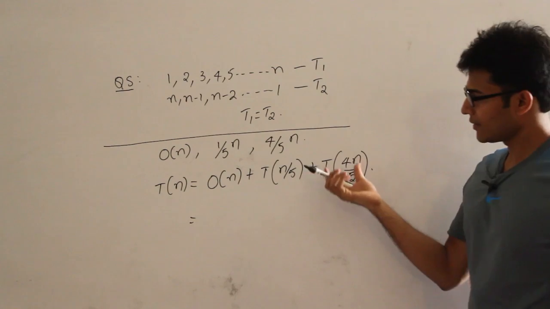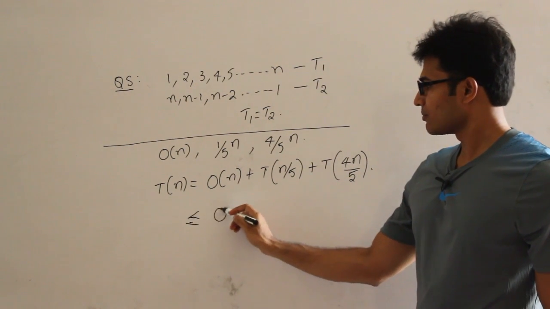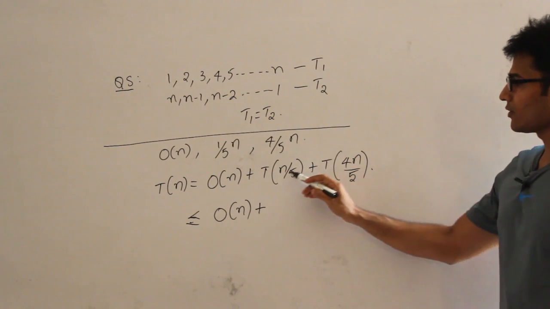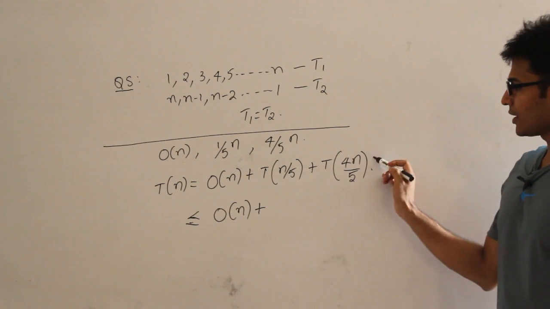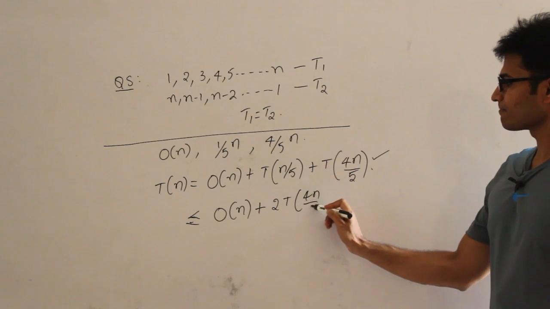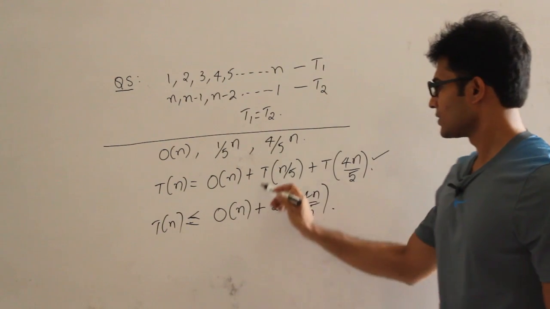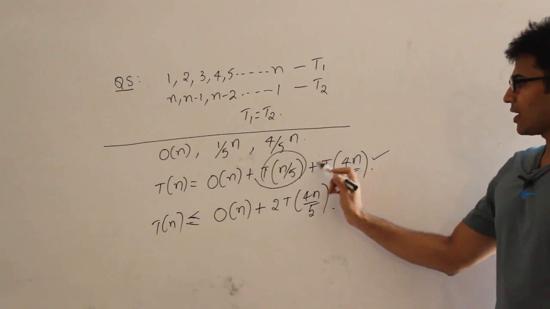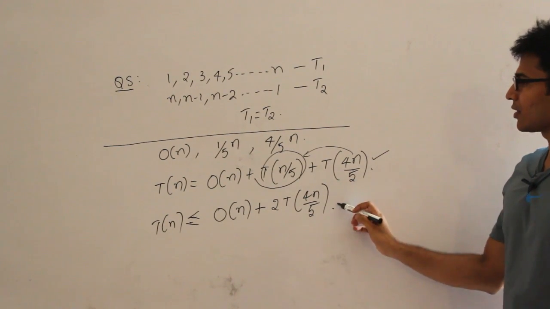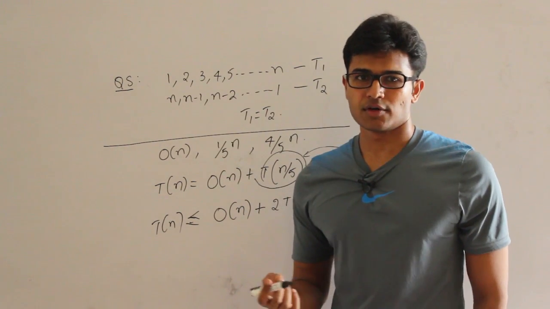Then how can you simplify it? It is less than or equal to big O of n plus, which one is bigger? I cannot write 2 into T of n by 5. I can write 2 into T of 4n by 5. Why? Because this factor is less than this factor, and I am replacing both the factors with 4n by 5, therefore I can write it like this. So these are some of the questions which have been asked in exams about quicksort.